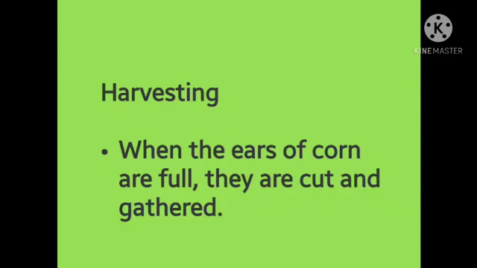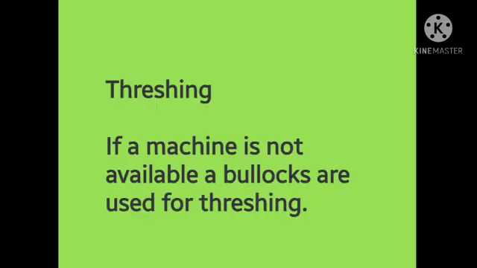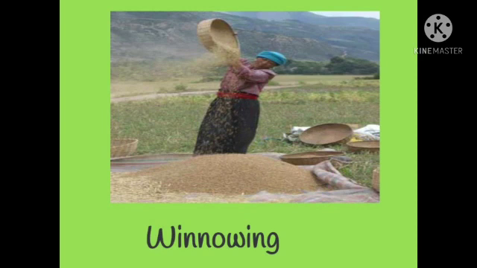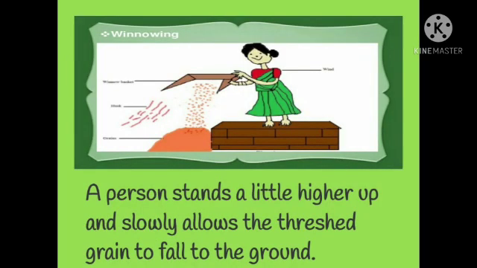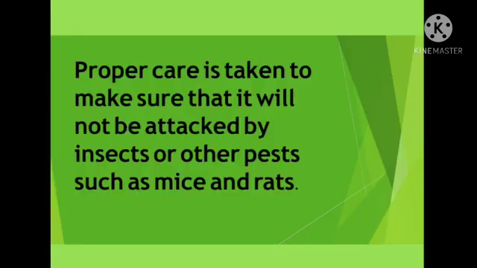Harvesting. When the ears of corn are full, they are cut and gathered. Then threshing. Threshing and winnowing are done on machine. Threshing. If a machine is not available, bullocks are used for threshing. Winnowing. A person stands a little higher up and slowly allows the threshed grain to fall to the ground. The grain obtained after winnowing is filled in the sacks.